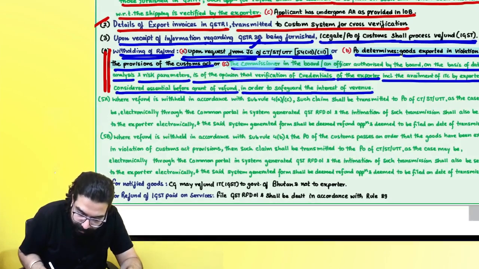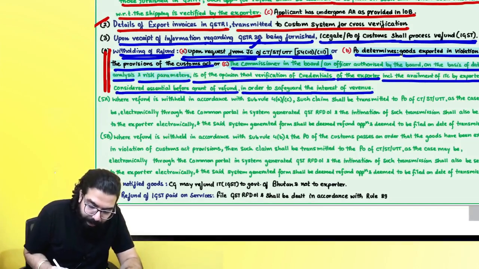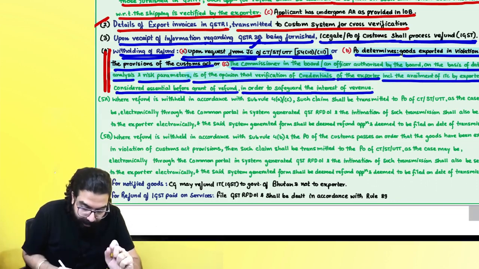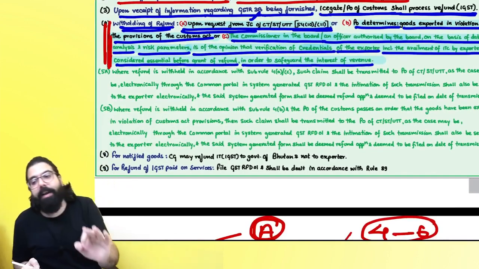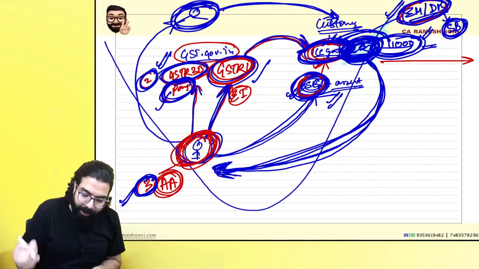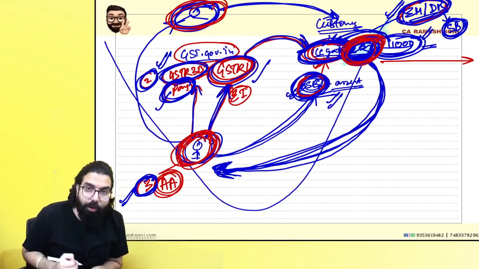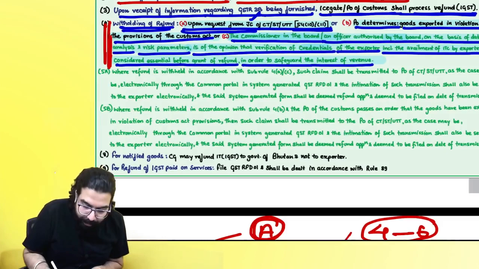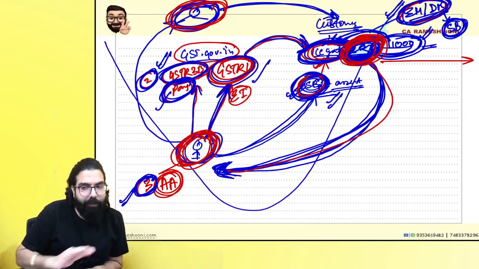And the next one over here is the Commissioner in the Board or officer authorized by the Board, on the basis of data and risk parameters, is of the opinion that verification of credentials of the exporter is considered essential before granting. Then for the time being, before they verify my credentials, they can withhold my refund. Now everyone listen to me very carefully. Sir, he informed this guy, he withheld it, or he came to know that I have done some violation, he withheld it, or might be the Commissioner in the Board or officer authorized, on the basis of risk evaluation, has told that, sir, please don't process his refund, please don't process.